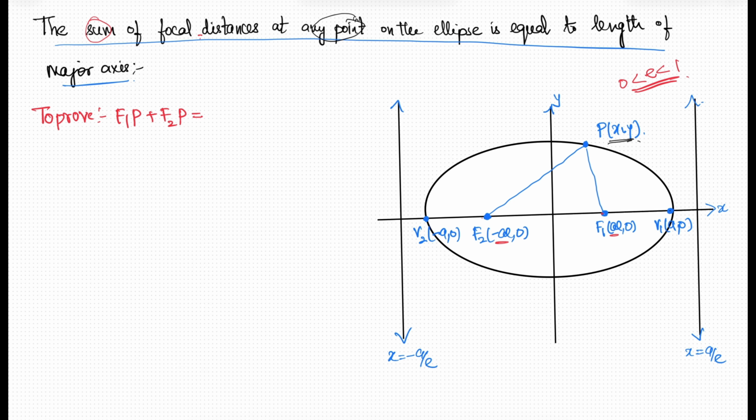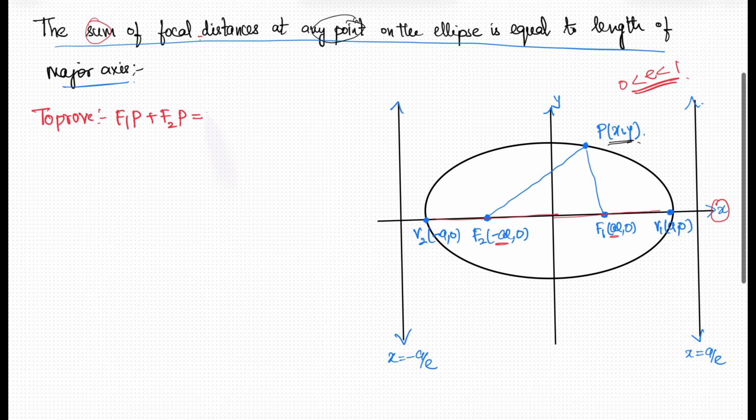So here the major axis that we have taken is the x-axis. So the length of the major axis would be a plus a, it would be 2a. So mathematically, F1P plus F2P is equal to 2a, something that we are going to prove today. So we'll have F1P first. So we are going to find F1P.